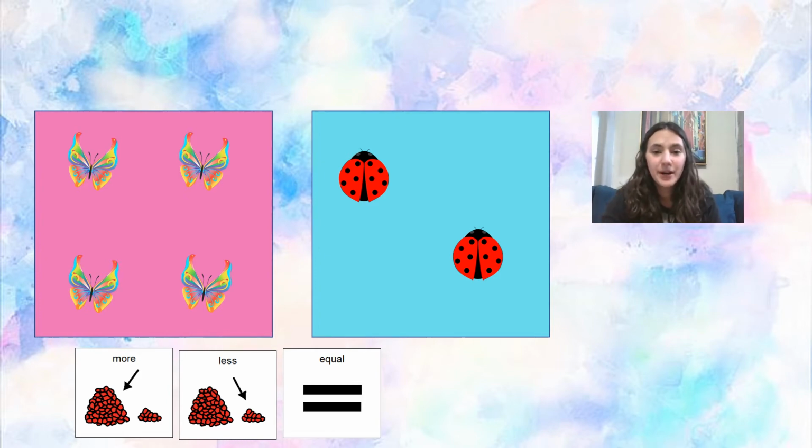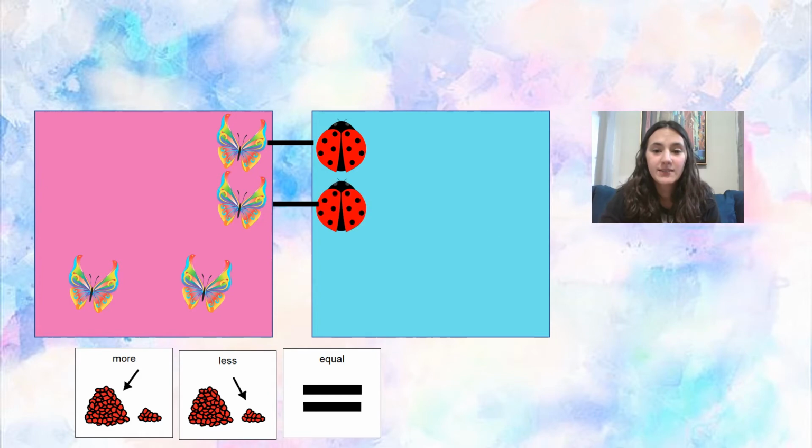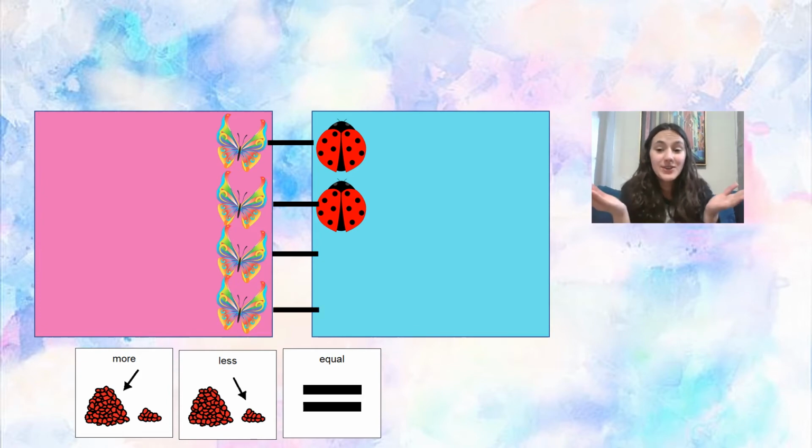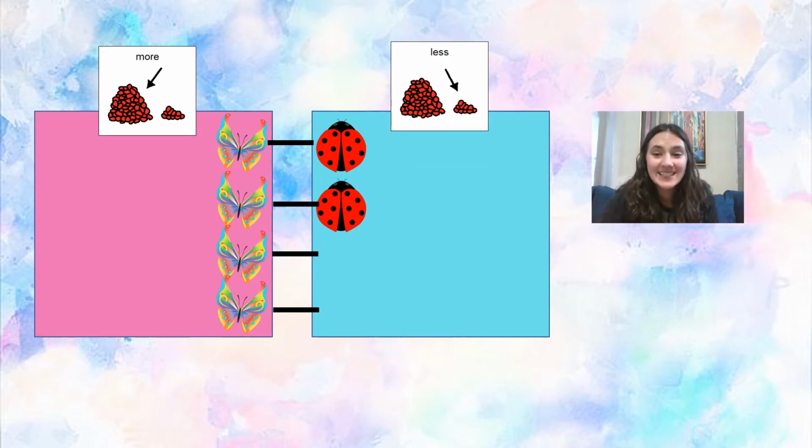So if I move our butterflies and our ladybugs, we can see that 1 to 1, 1 to 1, 1 to, uh-oh, 1, 2, oh no, what do you notice? That's right, the butterflies at the bottom don't have a match. That means that there are more butterflies and there are less ladybugs. Let's try another.